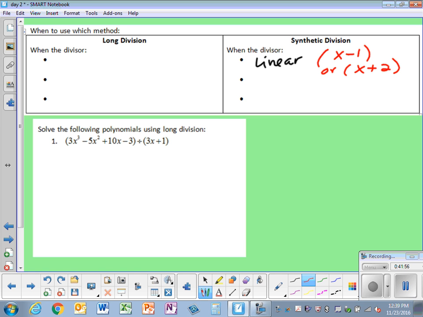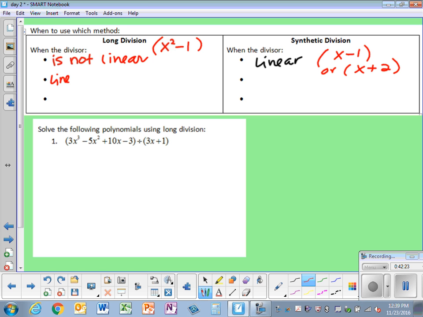Alright, but when do you use long division, right? When your divisor is not linear. Okay, so maybe you'll have like x squared minus 1. Oh, so that would be a quadratic. Yeah, that's a quadratic. Or maybe you'll have x cubed plus 2. I don't know, right? It's not linear.